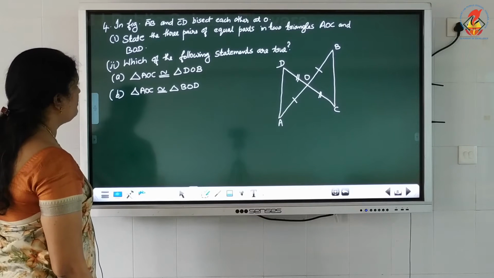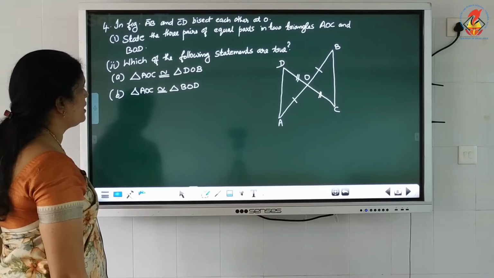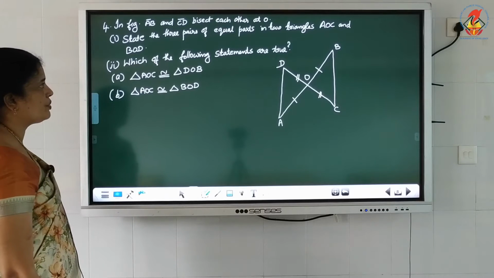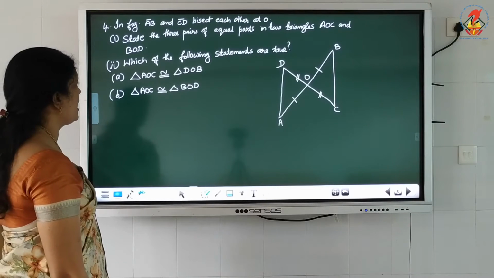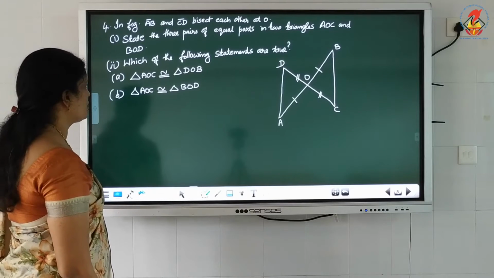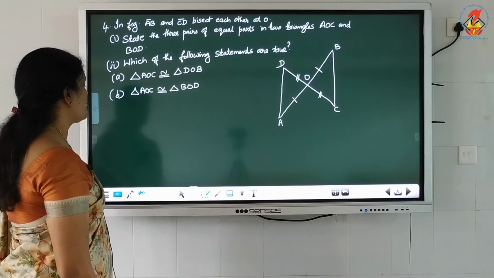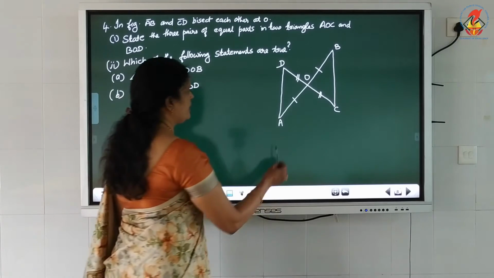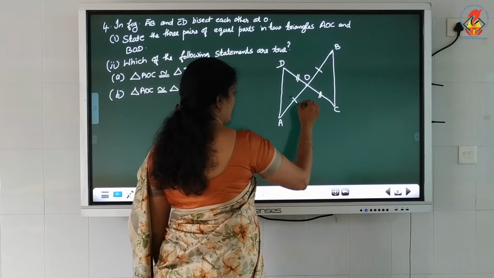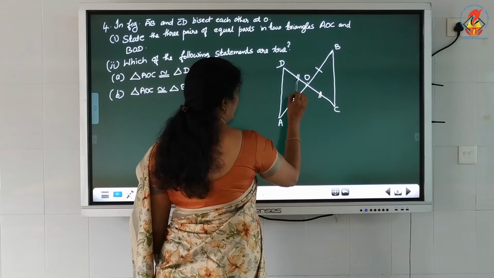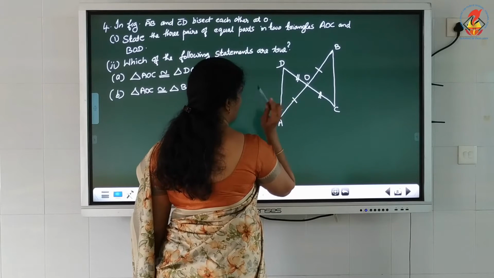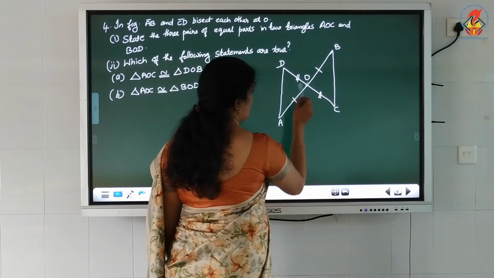In the figure, line segment AB and line segment CD bisect each other at O. State the three pairs of equal parts in two triangles AOC and BOD. Which of the following statements are true? Triangle AOC congruent to triangle DOB, triangle AOC congruent to triangle BOD. This single line shows what? These two sides are equal. That means AO equal to BO. Here two lines are there on these two sides. That means what? DO equal to CO.